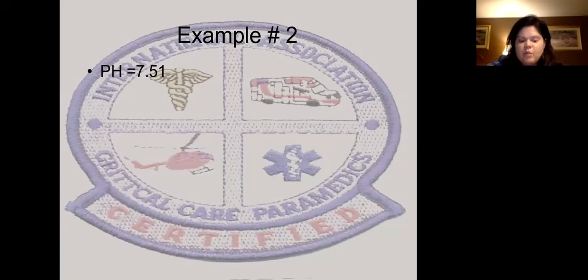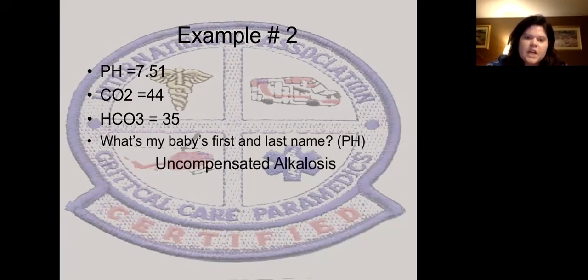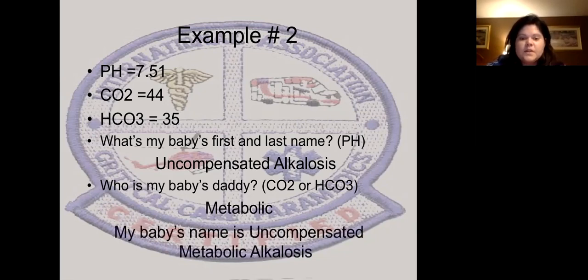Example 2, pH of 7.51. Remember our normal range for that, 7.35 to 7.45. Your CO2 is 44. And then your HCO3 is 35. So the first name is going to be, look at the pH, uncompensated alkalosis. And then who's the baby's daddy, CO2 or HCO3? Metabolic, right? So it's metabolic alkalosis.